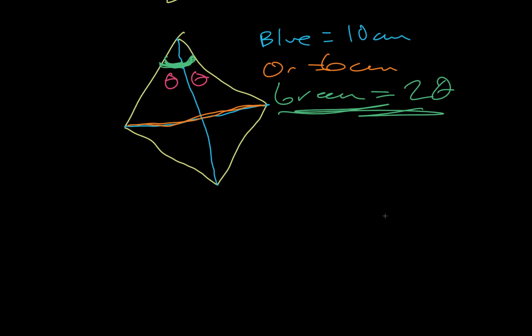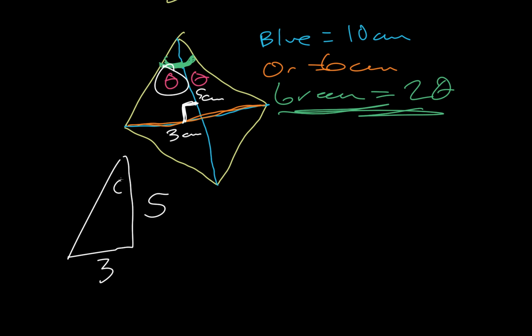But since we're going to be dealing with these triangles, the diagonals of a rhombus create a perpendicular intersection, and they also bisect each other. And so we know that this piece is 3 centimeters, and this piece is 5 centimeters, and we want to know this angle. So it really just becomes this problem: 3, 5, theta, like that.